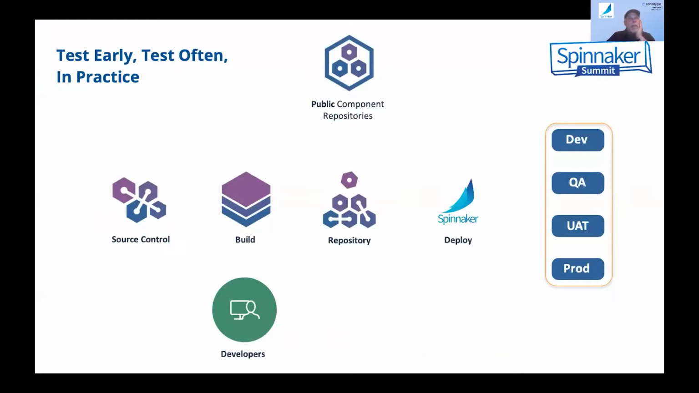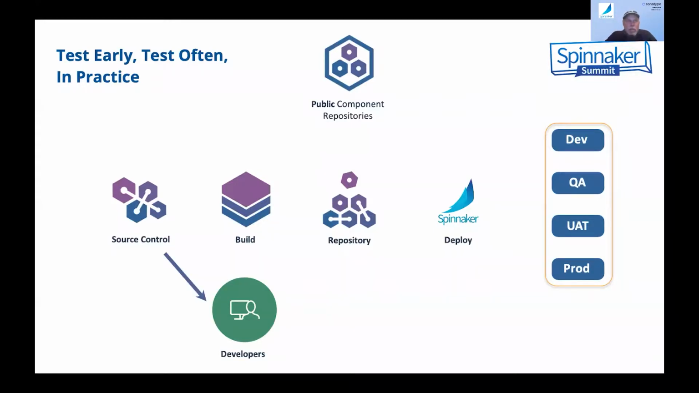So here we have a typical software development environment, if you will, where we have our source control. We've got a build server. We're including a local repository for open source components. We've also got our Spinnaker server for being able to deploy into the cloud. We've got different environments that are set up to deploy to for development, quality assurance, user acceptance testing, as well as production. And of course, we have the developers that are going to be creating the applications themselves.